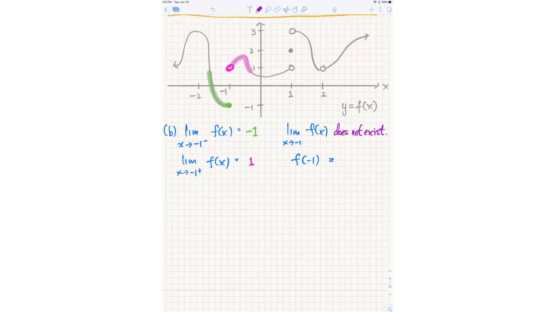And now what is f of -1? I think I already saw that in the chat, actually. F of -1, you literally just look at where is the filled in circle on the graph, and that's at y equals -1.